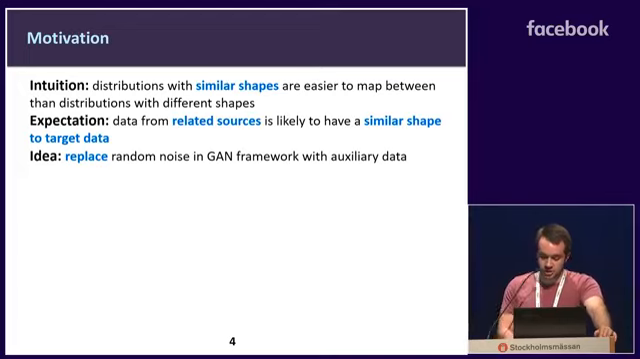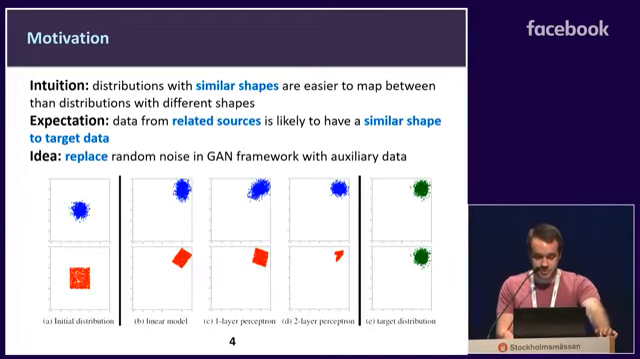According to this intuition, we ran a couple of experiments. You'll see here that the top row shows what happens when we try to map a Gaussian distribution to another Gaussian distribution with a translated mean.